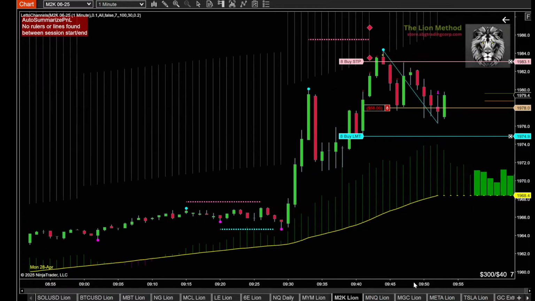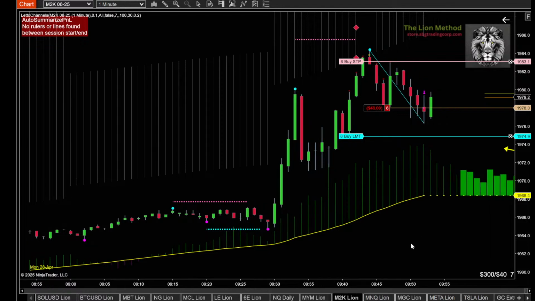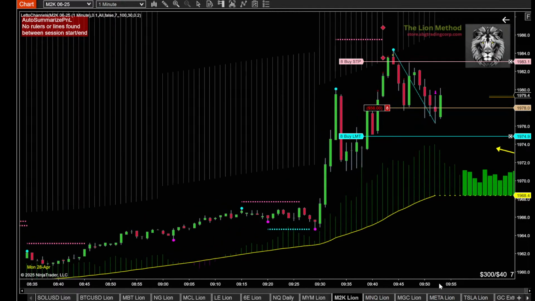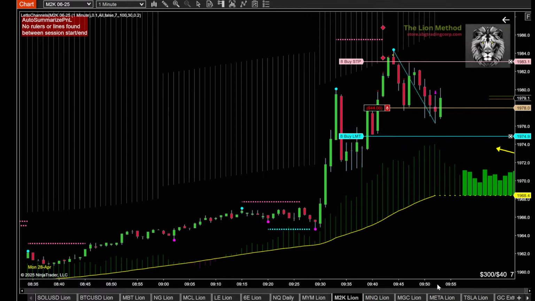Cluttering up my space here. So we're short in the Russell Micro, 8 contracts. We're risking about, well, we're risking about $300. Let's see what happens. Now I want this to go my way right away, or I'm saying no way.